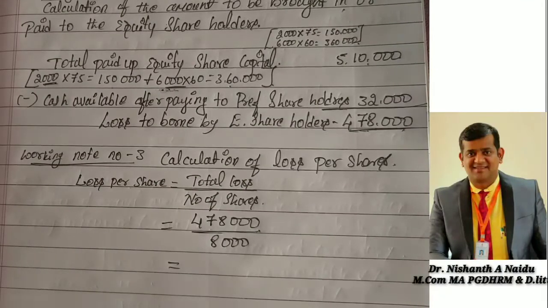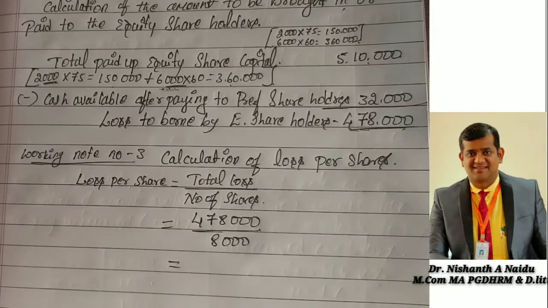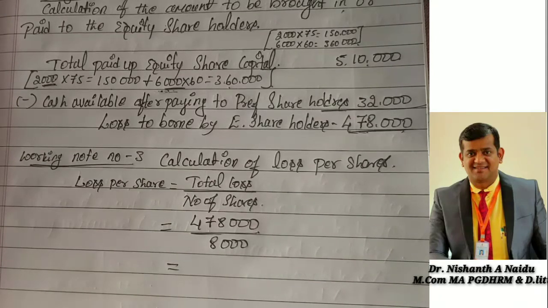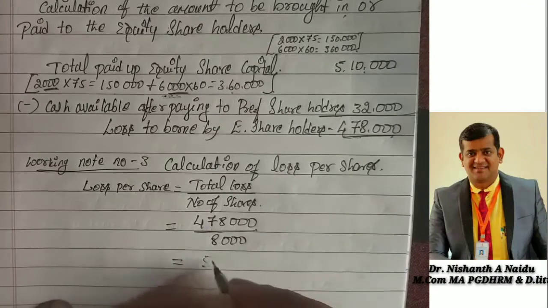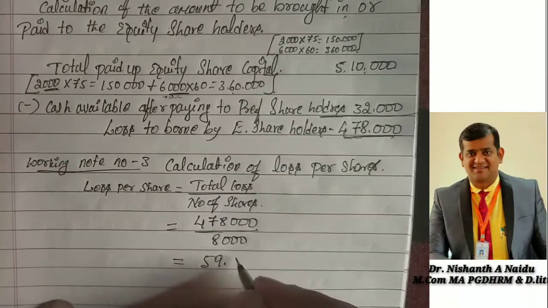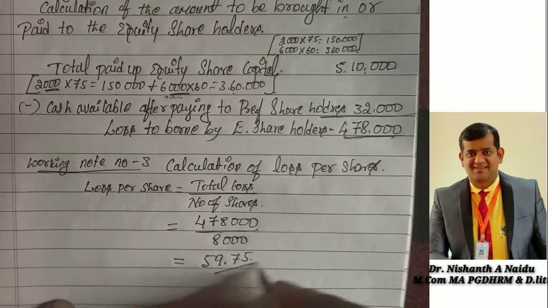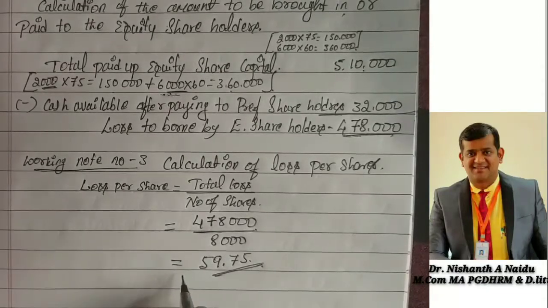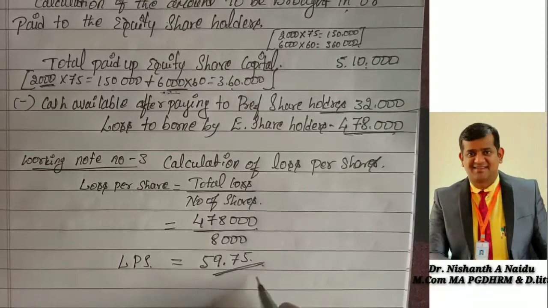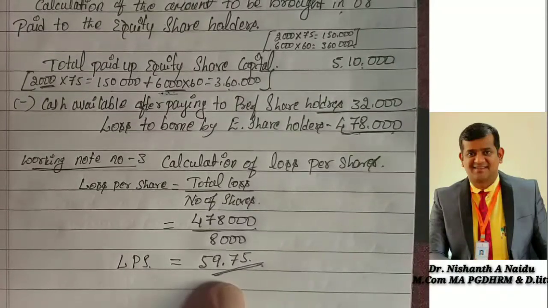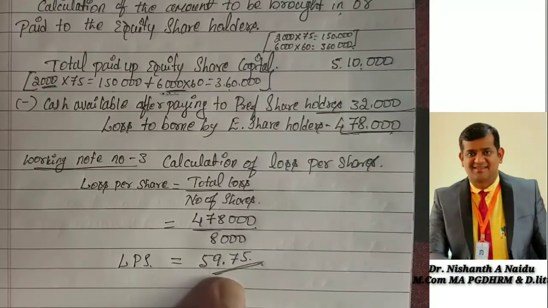So 4,78,000 divided by 8,000. How much are we going to get? We are going to get 59 rupees 75 paise per share. So loss per share, LPS, is 59 rupees 75 paise.